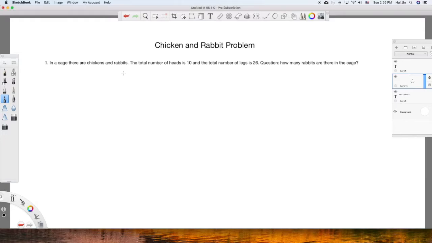First, trial and error. How do we do it? All right, we trial. So the total number of heads is 10, and the total number of legs is 26. Let's try, let's say 15 chickens. No, sorry, there are only 10 animals. So let's try 5 chickens and 5 rabbits.